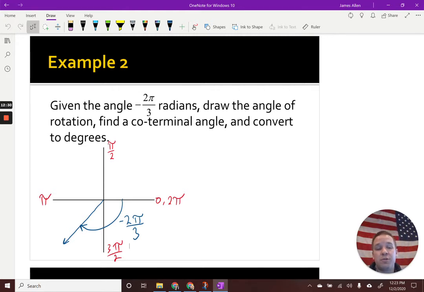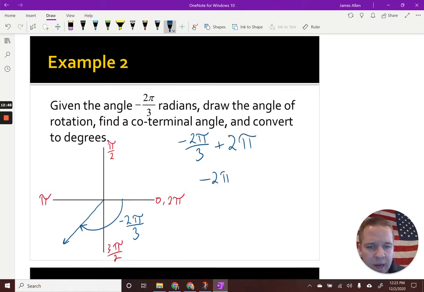Now, the next thing is find a coterminal angle. So remember, I can just add or subtract 2 pi. I'd rather add if it doesn't tell me restrictions, so I'm going to add 2 pi. If I take negative 2 pi divided by 3 and add 2 pi, I need a common denominator, don't I? I'll show a little bit of work. Negative 2 pi over 3 plus, well, how can I make 2 pi into something over 3? That'd be 6 pi over 3 because 6 over 3 is 2, right?